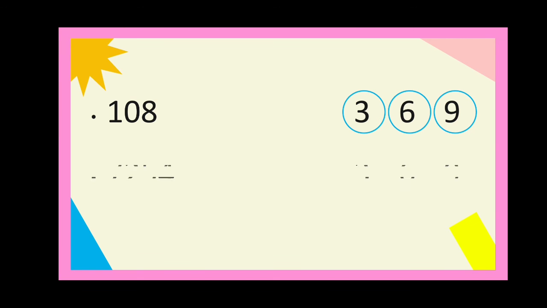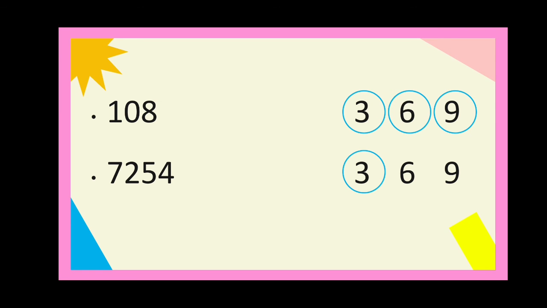Next number is 7,254. So, i-add natin ang lahat ng digits for the divisibility rule for 3. 7 plus 2 plus 5 plus 4 equals 18. So, 18 ulit. 18 divided by 3 equals 6. So, ang 18 ay divisible by 3. That means 7,254 is divisible by 3 as well.